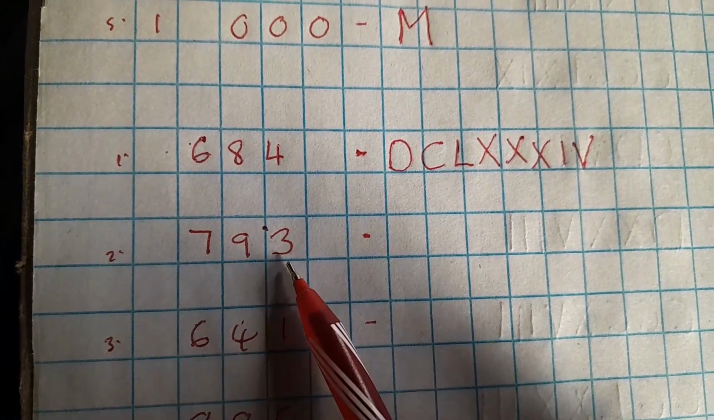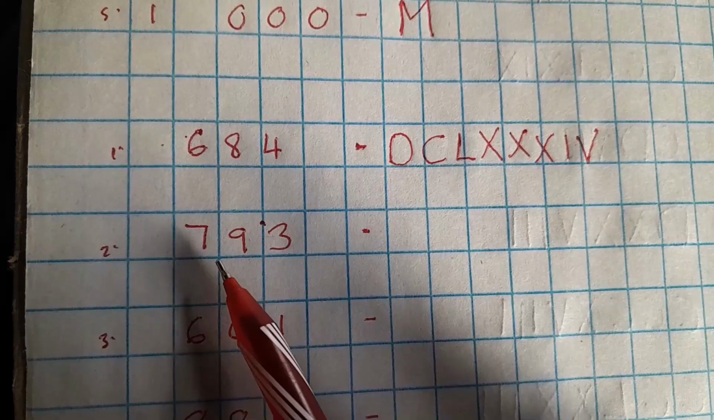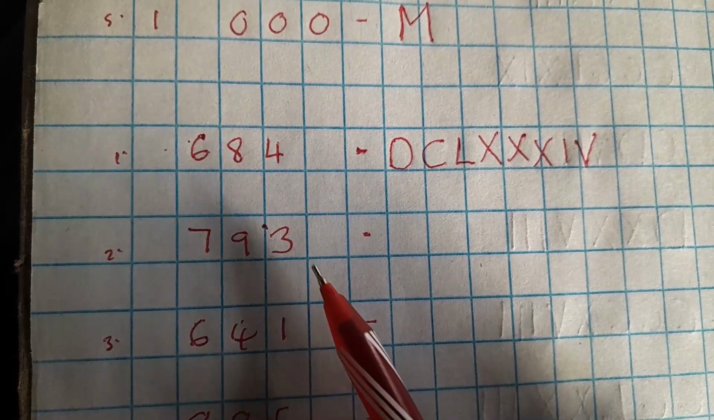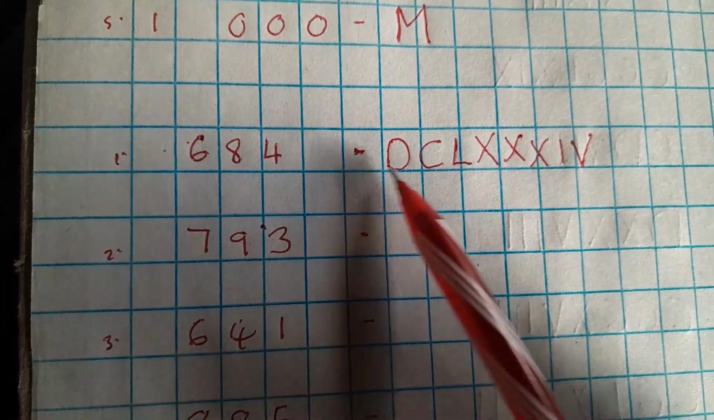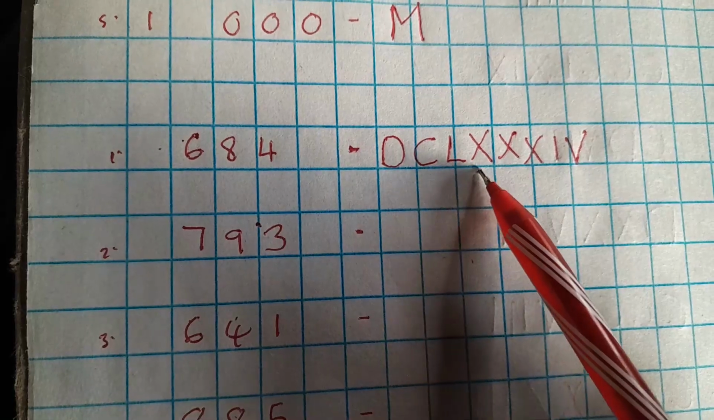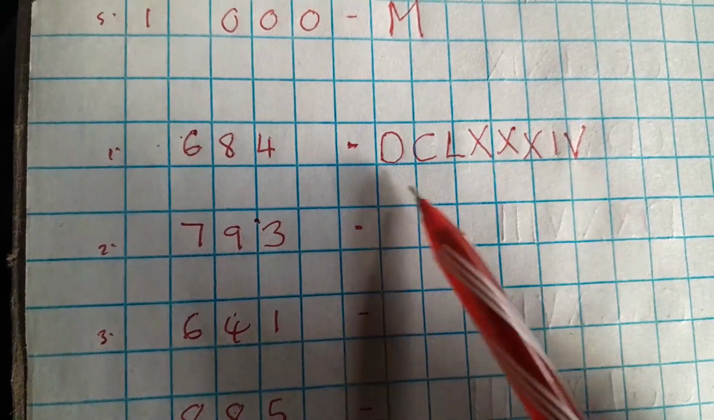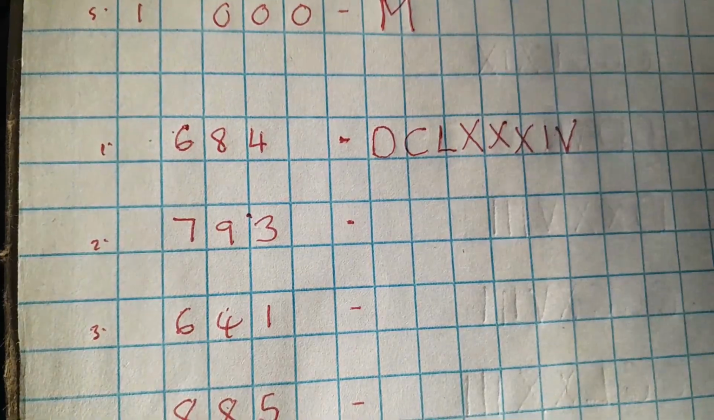So the concept, the pattern, is this. If it's 793, you first write 700 and then lastly you write 93. Over here we wrote 600, so DC, that's 600. Then 84, LXXX, IV, that's 84. So that's the trick of writing these Roman numerals.